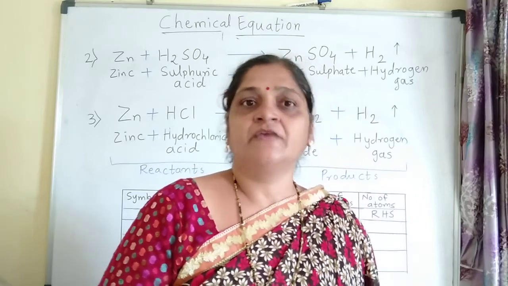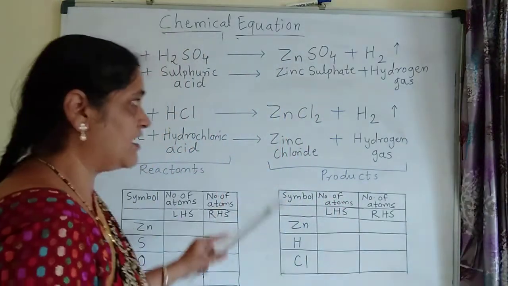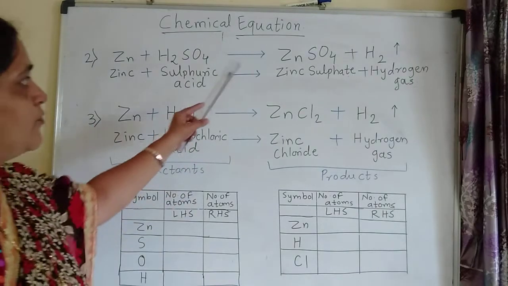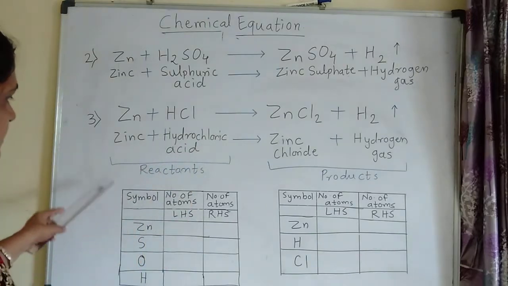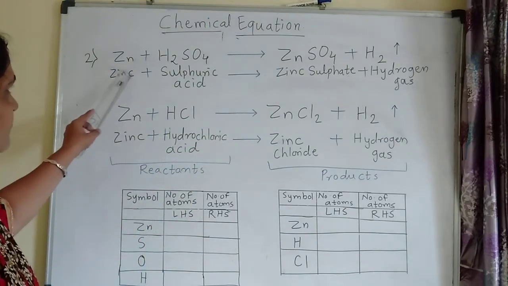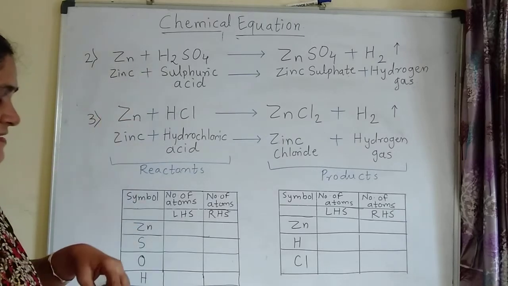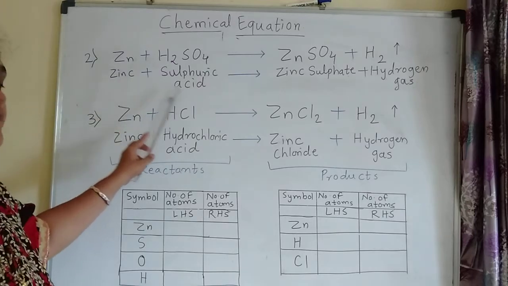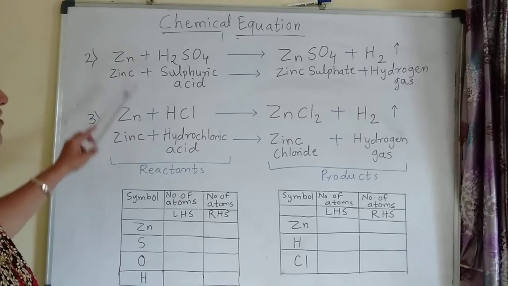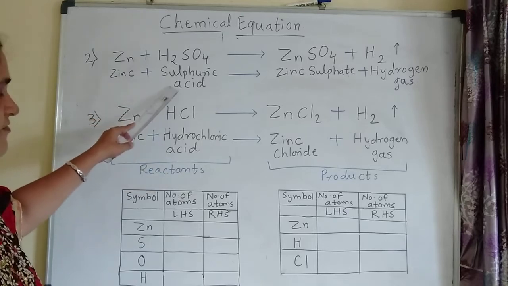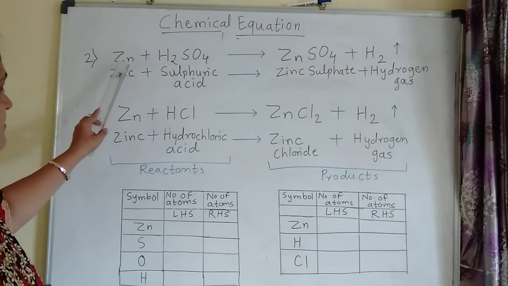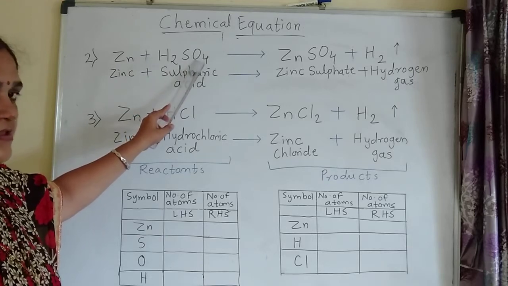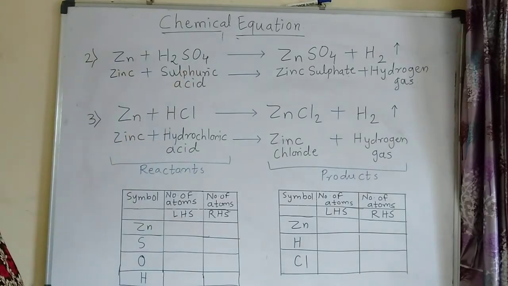Now we will see whether these two equations are balanced chemical equations or not. We will check the number of atoms for both these reactions. I have made here the tabular form for the second reaction, that is zinc plus sulfuric acid. So now here we will count the number of atoms on the left hand side, that is on the reactant side. For this reaction the reactants are zinc and sulfuric acid. Now here we have different atoms, that is zinc, hydrogen, sulfur and oxygen. We will count the number of atoms on the left hand side.